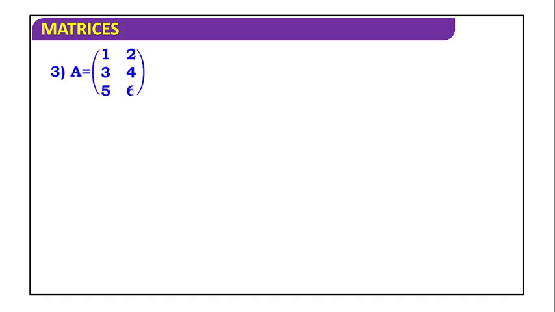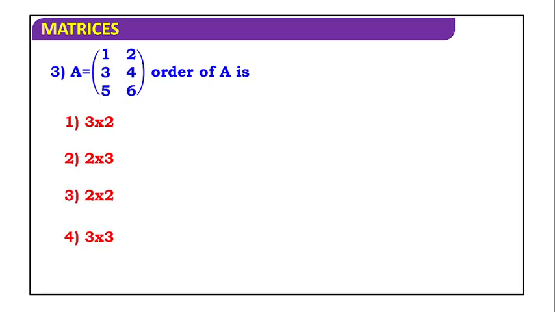Move to the next question. Here A is equal to 1, 2, 3, 4, 5, 6. The order of A is: 3 cross 2, 2 cross 3, 2 cross 2 and 3 cross 3. Here totally 3 rows and 2 columns are there. That's why the first option is right.